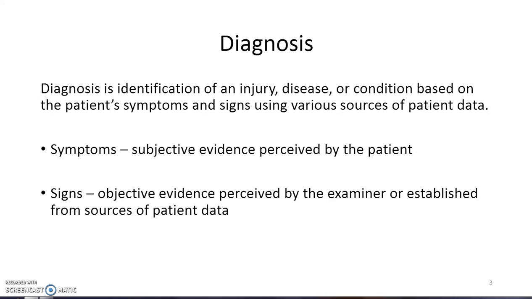Diagnosis is identification of an injury, disease, or condition based on the patient's symptoms and signs using various sources of patient data. Symptoms are subjective evidence of the problem that are perceived by the patient. Examples of symptoms are pain and nausea. Signs are objective evidence perceived by the healthcare provider who is examining the patient or established from sources of patient data. Examples of signs are fever, high blood pressure, or proof of a fracture from radiologic testing.